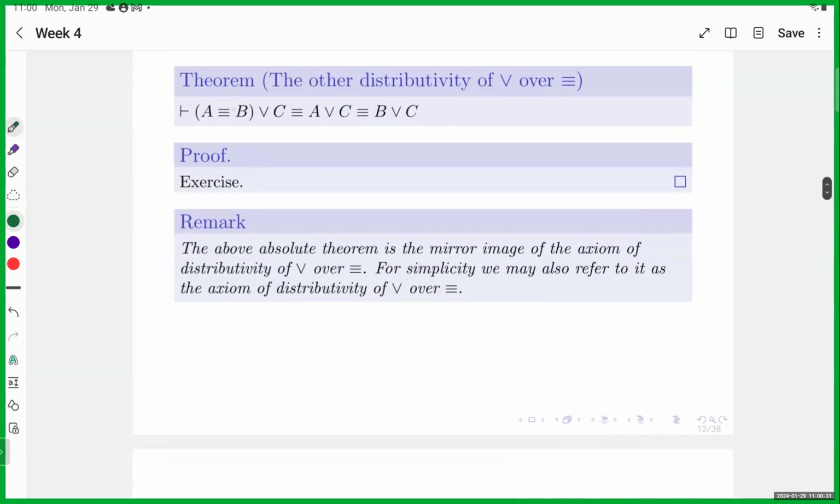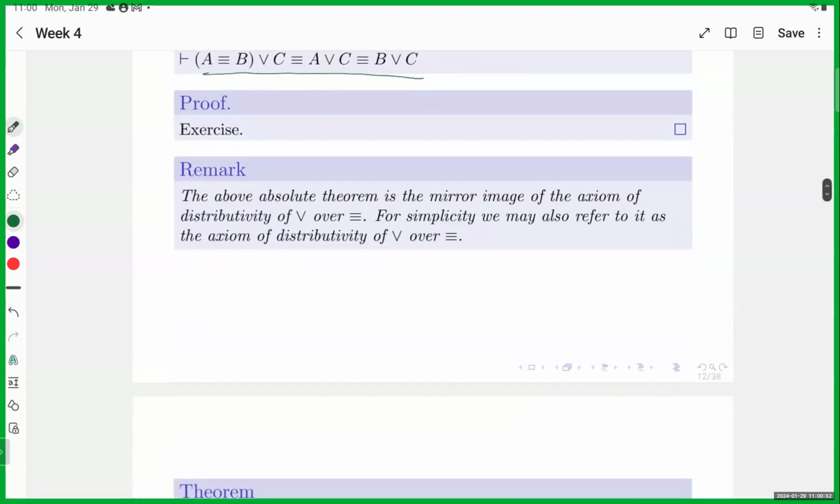And now this we also call distributivity of disjunction over equivalence, because it's the same really. So now that we know it's true, we'll call both the same thing, as we always do with the distributivity.